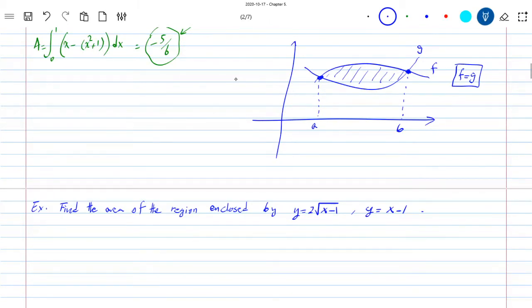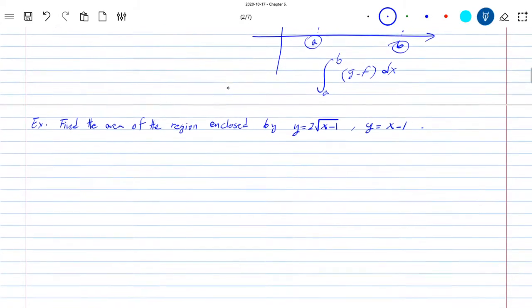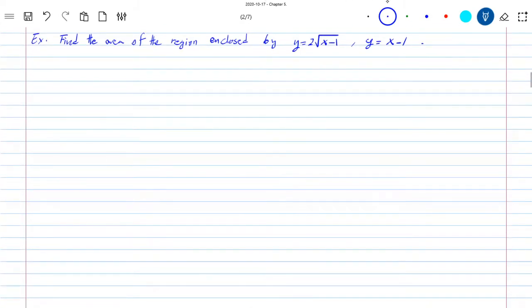So if they ask to find the area in an enclosed region, by the way, the area would be simply the integral from a to b of g minus f, the top function minus the lower function, over this enclosed region. First, you need to figure out what are the two endpoints. That means first solve this equation. When does f equal g? So here, in this example, let's figure out where is the intersection of these two curves. So figure out where 2 square root of x minus 1 equals x minus 1.